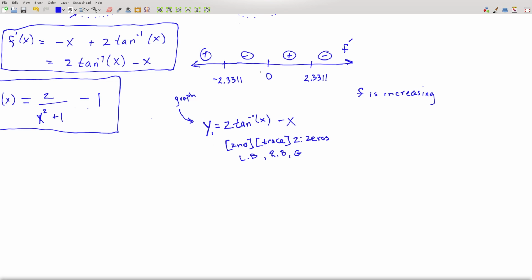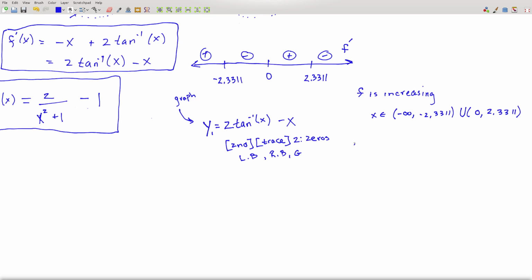F is increasing wherever the derivative is positive. So let's find those places. Well, it does that when x belongs to this interval that comes from negative infinity up to negative 2.3311. There's another place it does that also. It does that between 0 and 2.3311. So that's where f is increasing.